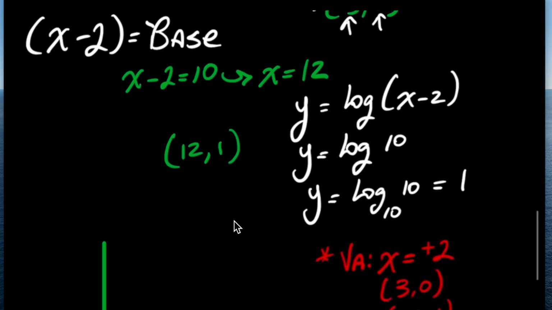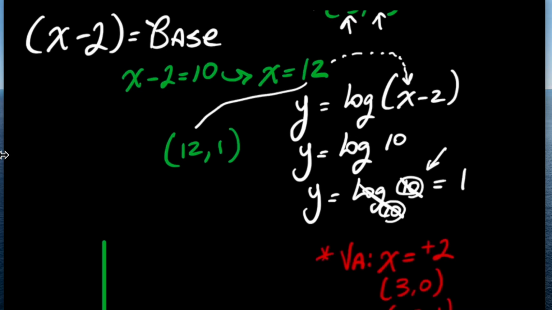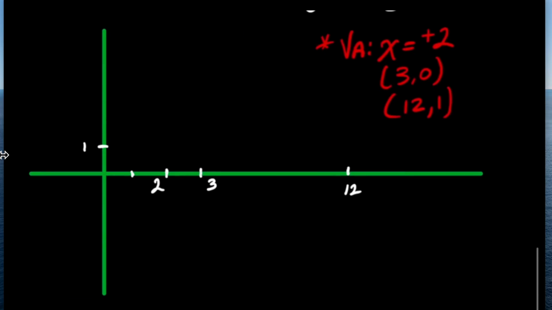Our next point we obtain by setting the argument equal to the base. Remember, the base of this log function is 10. Set it to 10, solve for x, we get 12. We then take x equals 12 and plug it in to the original function to get our y value. 12 minus 2 is 10. When you have the base matching the argument, these cancel out and you get the exponent. In this case, the exponent is 1. So our y value is 1. Again, here's our x value, and now we solve for the y value of 1, and that now is our second point.